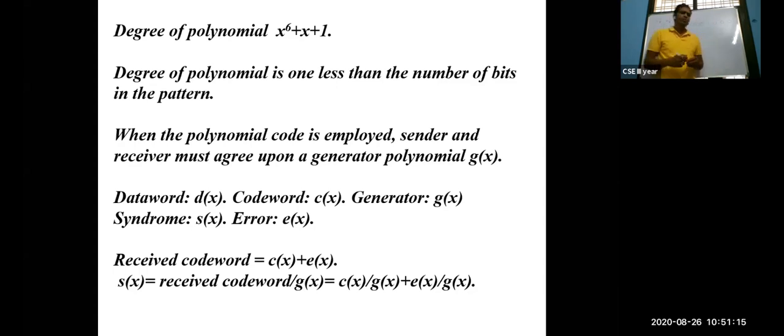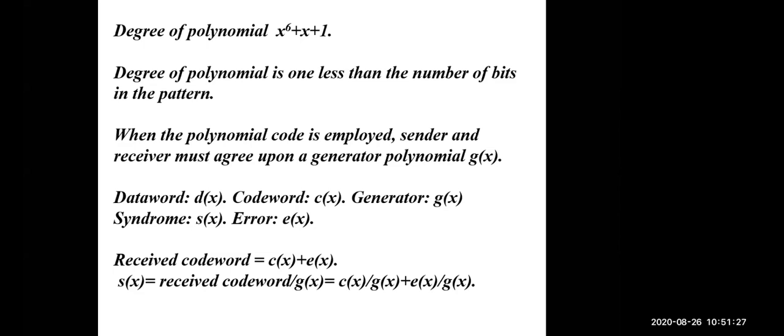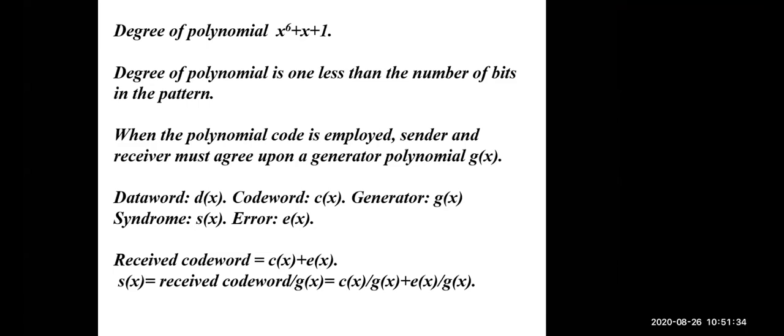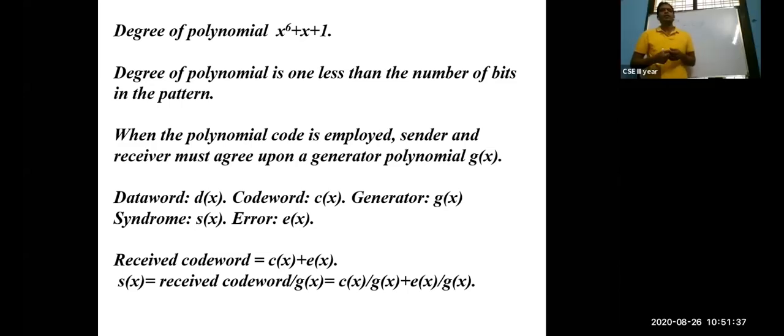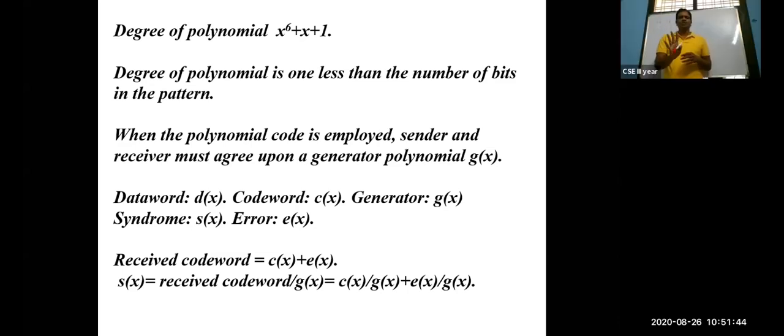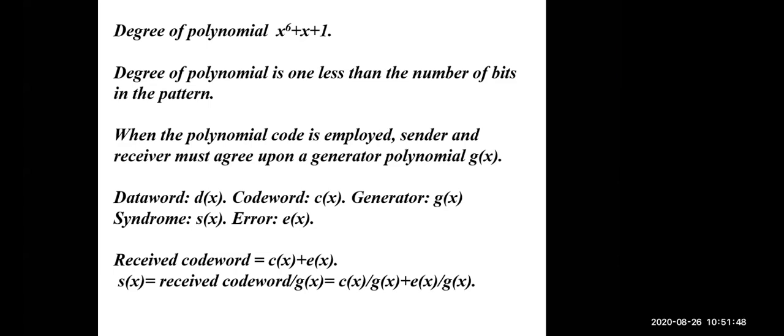Then I have these representations now. Data word is represented with d of x. What is data word? Actual data word without appending anything to it. Code word c of x. What is a code word? Actual data along with the CRC bits added to it. So that is code word. Then generator is g of x. What is generator? The divisor. Don't think that I'm talking maths here. I'm just giving a hint of maths. If someone is scared of maths, there is nothing in it.